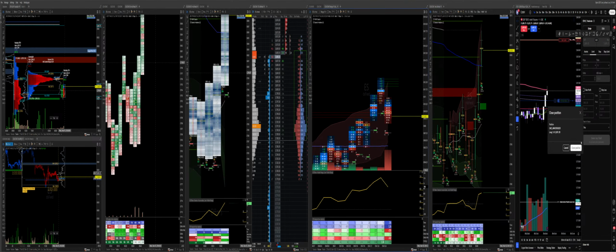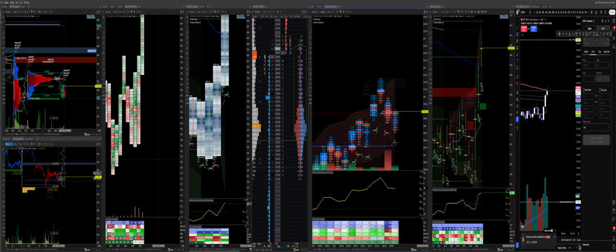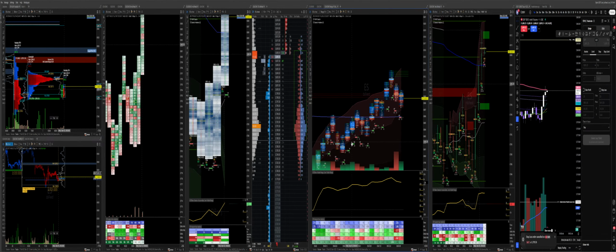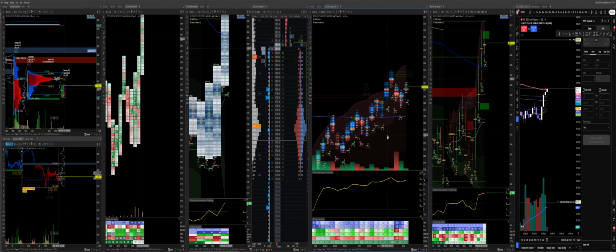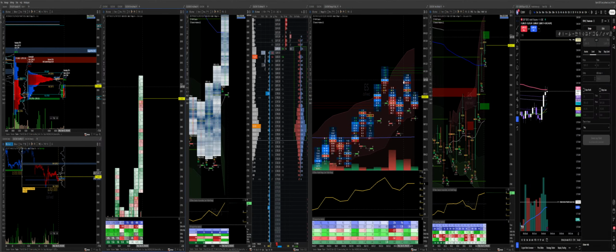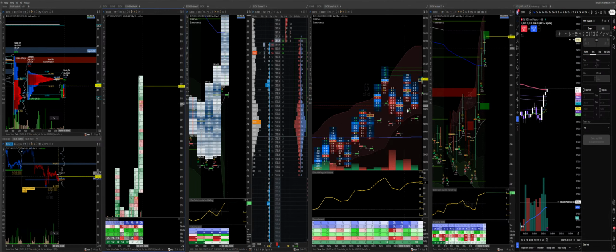Yeah, they're pushing really heavy. So there's a heavy delta here. Negative delta here. It goes at the right time. We'll see what happens.